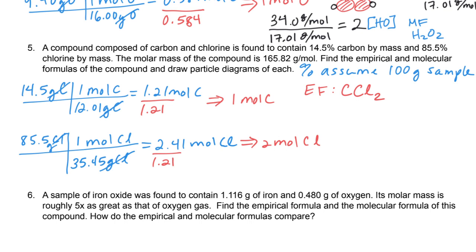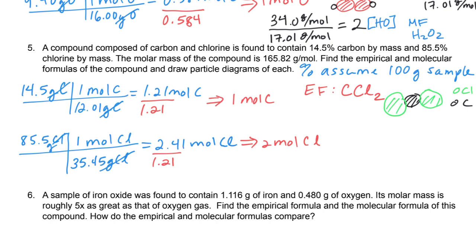So I'm going to do a black circle for the carbon, and then chlorine is a lot bigger, so I'm going to do green and do kind of bigger circles for the chlorine. So that's my chlorine, and that's my carbon. All right, so we found the empirical formula. Our next step is to find the molecular formula.